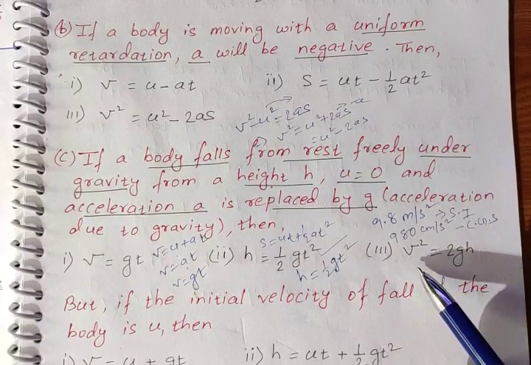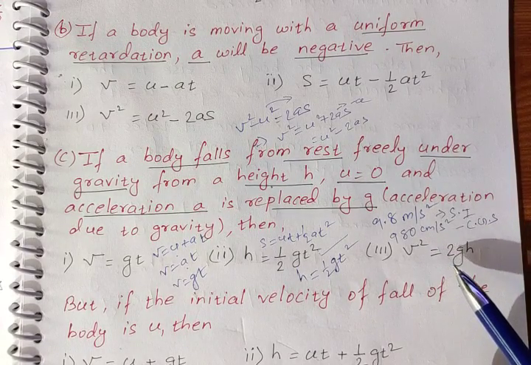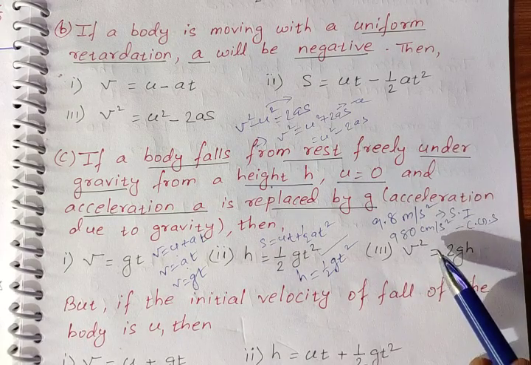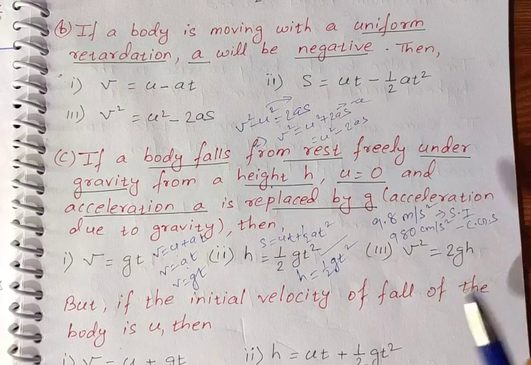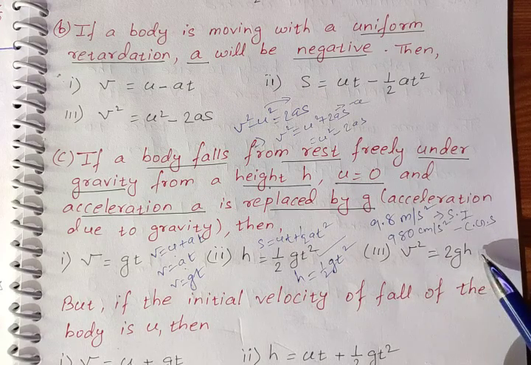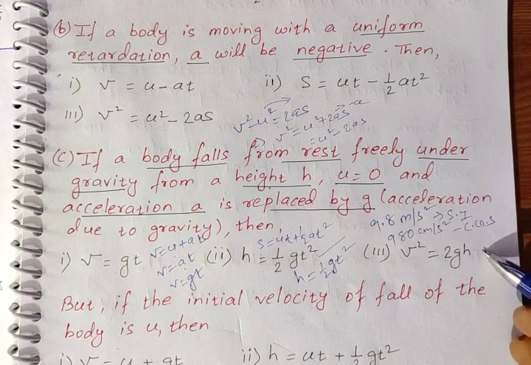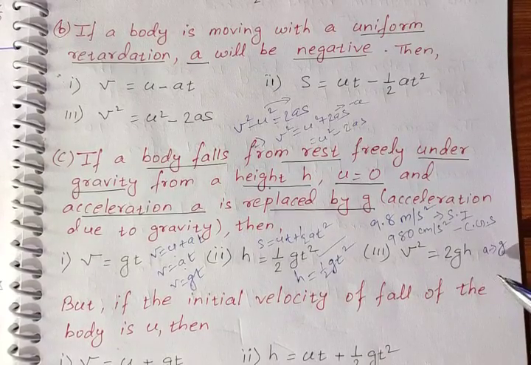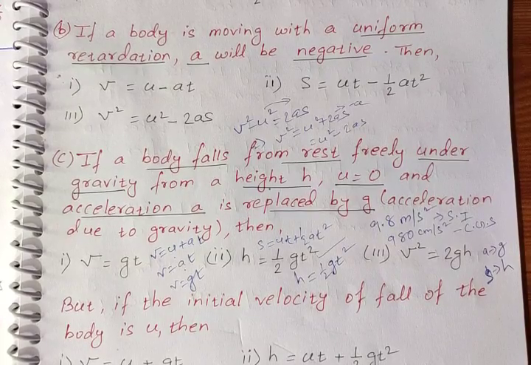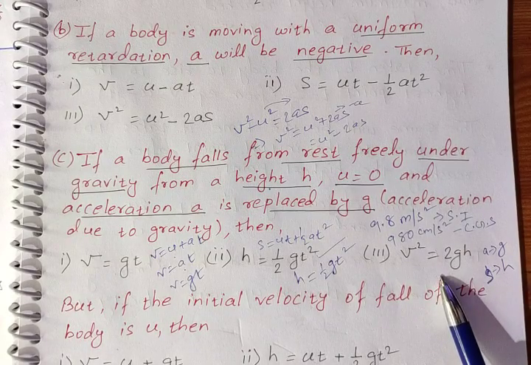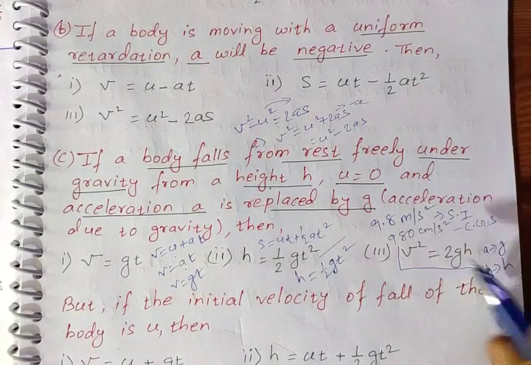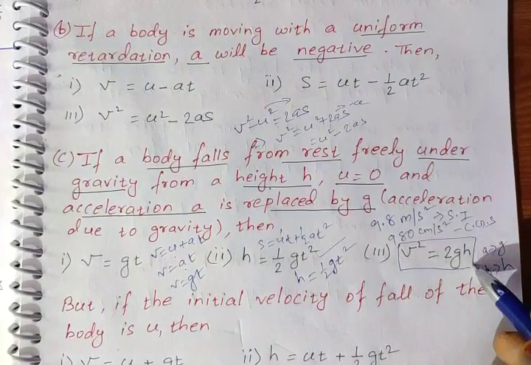Third equation, v square minus u square equal to 2as. u is 0, so this term is 0, so v square is equal to 2as. a is replaced by g and s is replaced by h. So it becomes v square equal to 2gh. Clear children? Please note down this.